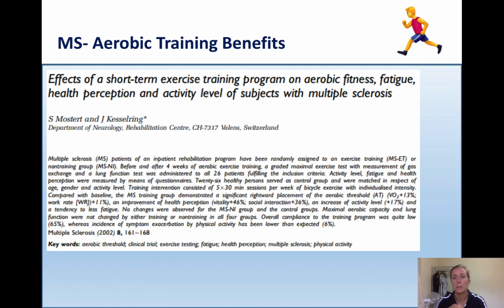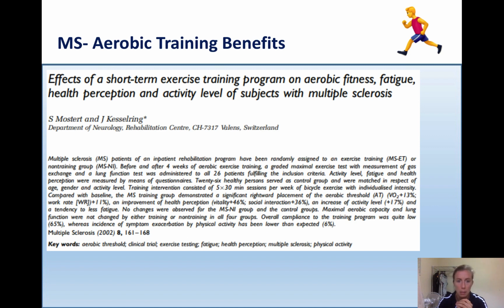So there's a few papers here just to quickly present that support both aerobic and then resistance training in MS individuals. This was a short-term exercise training program, and they looked at the impact on aerobic fitness, fatigue, and health perception and activity level of MS individuals. It was only over 4 weeks, which is obviously quite a short training period, but I think they exercised 5 times per week. So they did five 30-minute sessions on a bike ergometer per week.